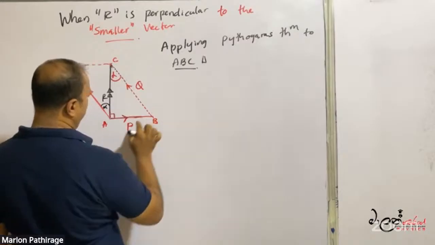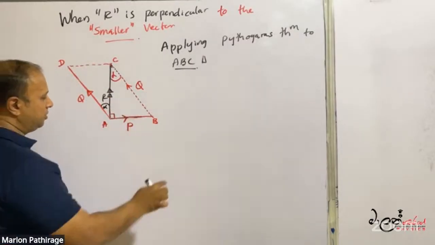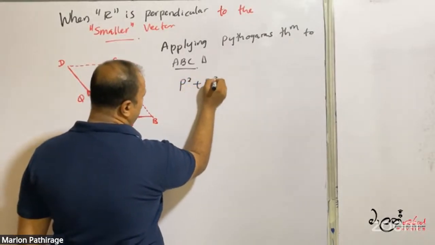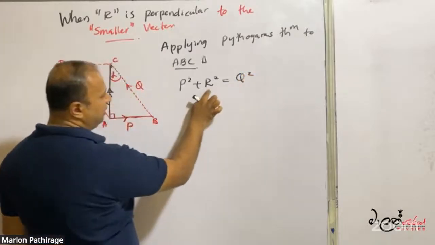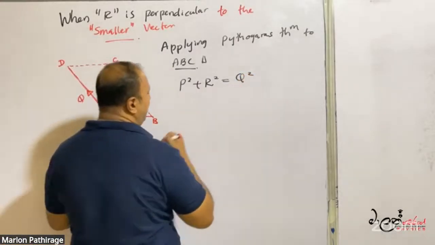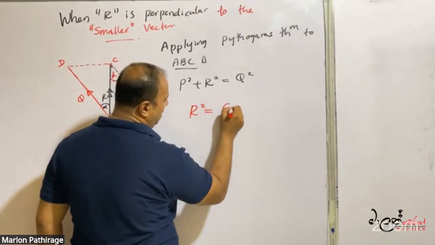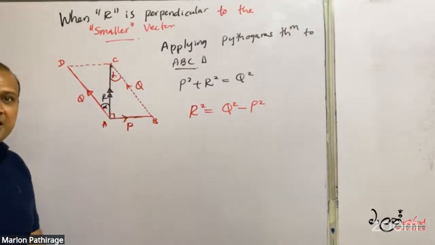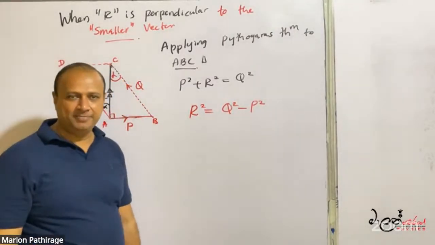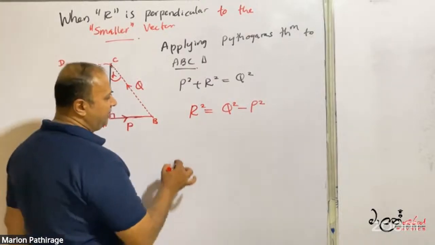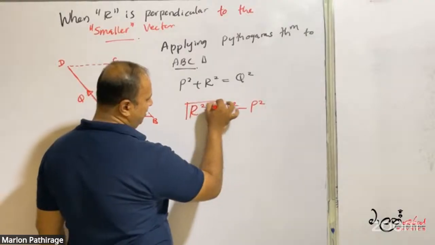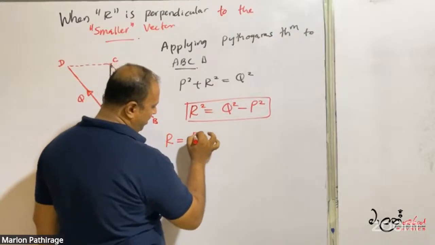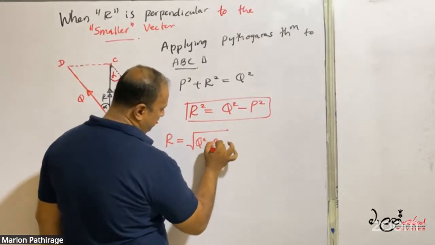Therefore, P square plus R square is equal to Q square. Therefore, R square is equal to Q square minus P square. Therefore, R is equal to the square root of Q square minus P square.